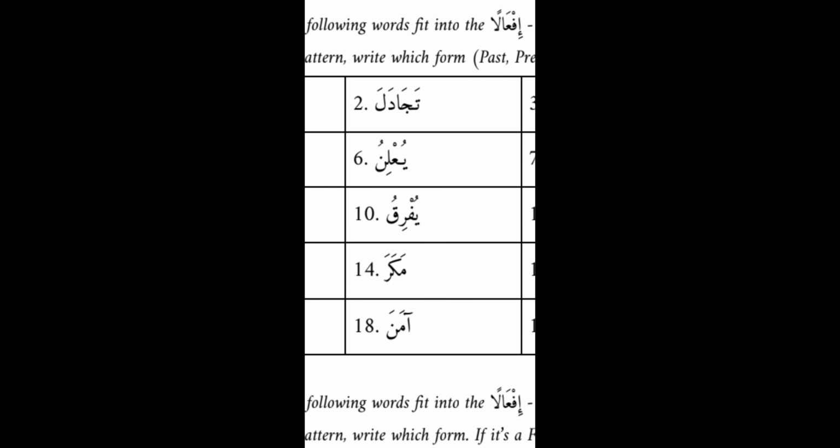Okay, excellent. Makara. Is it an ism or a fail? It's a fail. Why? Because the ending is a fatha. And it is past, because none of the indicators for the present are there. So it is a past tense fail. And family? Makara, yamkuru? Yes. And what family is it? Nasara yansuru. Yes. What is the number? Family one? Yes. Small family, right? Exactly. It is the small family, Bab Nasara, yansuru.